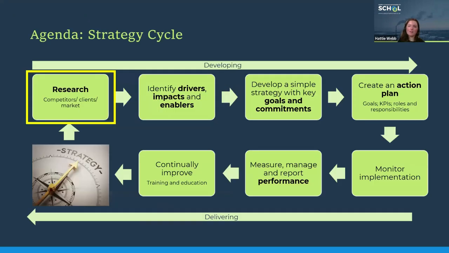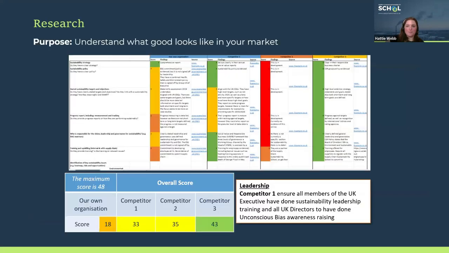Okay, let's have a look back at our strategy cycle. I can see that a couple of people have joined since I started. Don't worry, you haven't missed much, just the introduction. And I'm going to be taking us through this strategy cycle. So this will form the agenda for the next part of the session that I'm going to be taking us through. So, first of all, research.